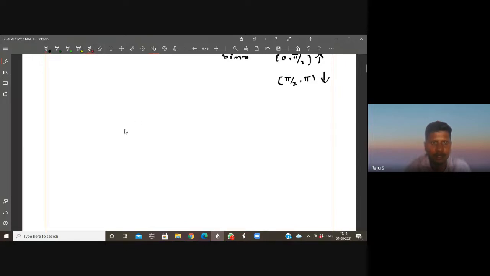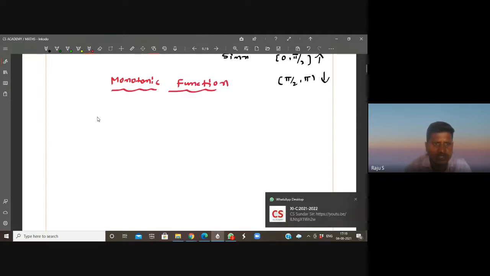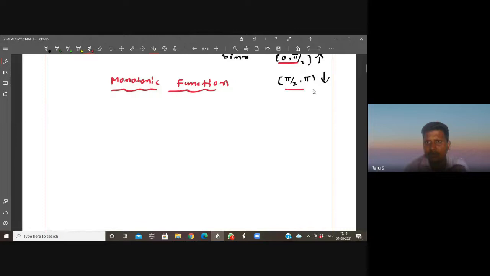Okay, next, what is meant by a monotonic function? Anyone? Monotonic function. The monotonic function, in the sense, is a function which is either increasing or decreasing in the given domain. Like here the given domain is 0 to pi by 2 or pi by 2 to pi. In the first domain it is increasing, in the second domain sin x is decreasing. If the function is either increasing or decreasing, then the function is called a monotonic function.